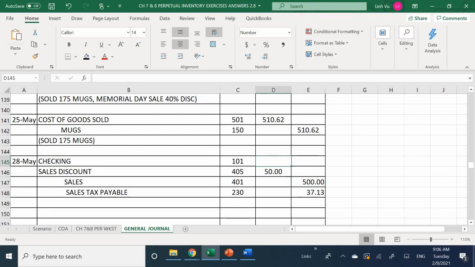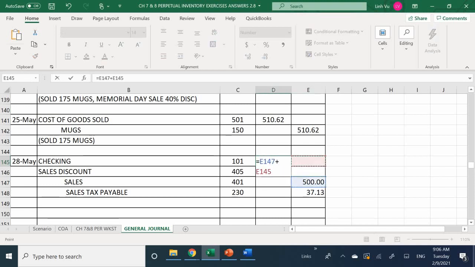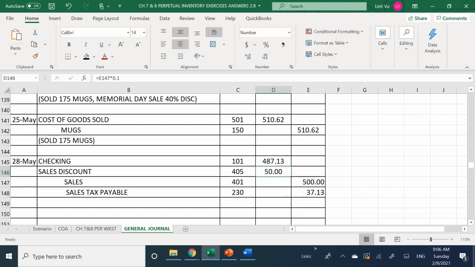Okay. And then lastly, how much is my payment going to be received? 487.13. And of course, because he paid with a credit card, it automatically goes straight into our bank.